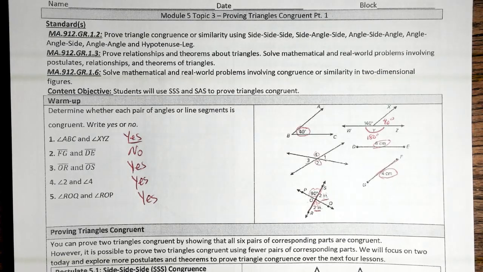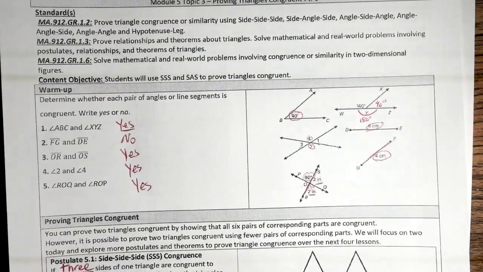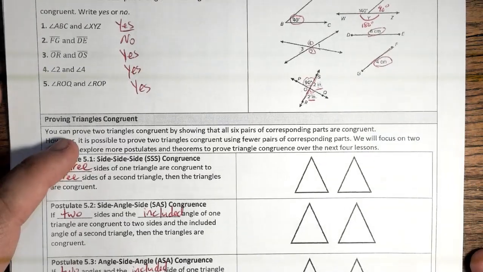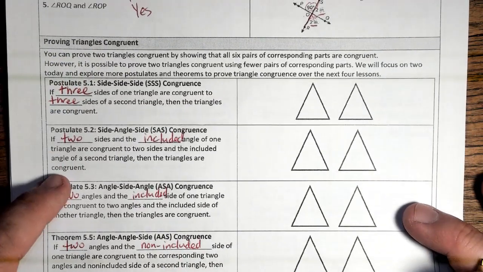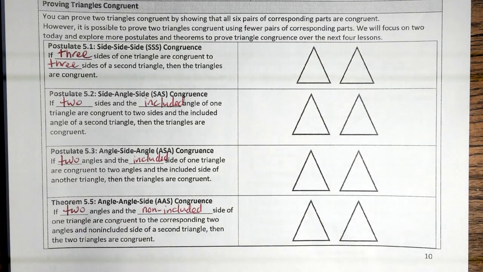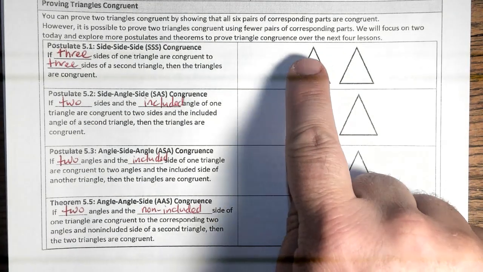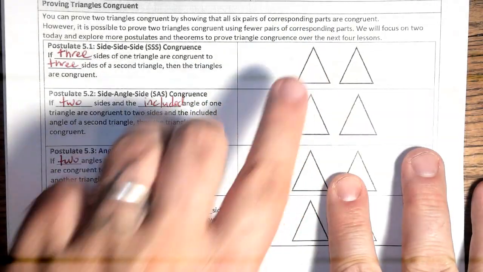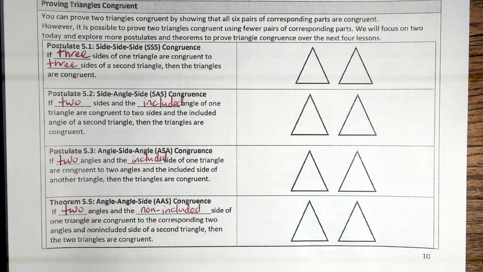All right, moving down the page, still on page 10. All right, proving triangles congruent. You can prove 2 triangles congruent by showing that all 6 pairs of corresponding parts are congruent. Now, 6 parts. Triangles have 3 sides. Triangles have 3 angles. That's your 6. Your 3 angles and your 3 sides.